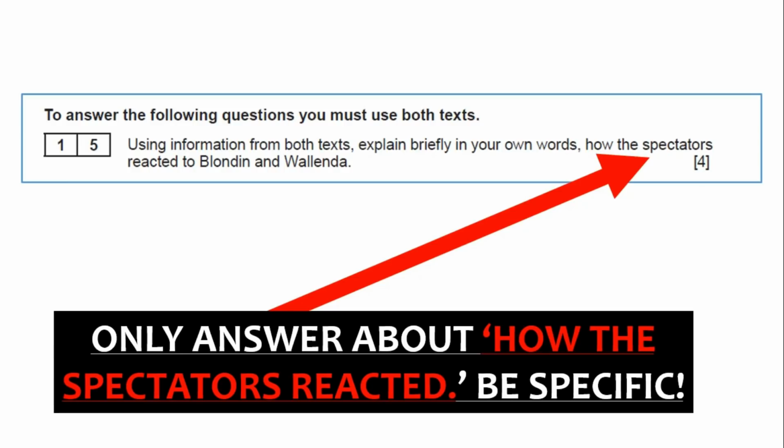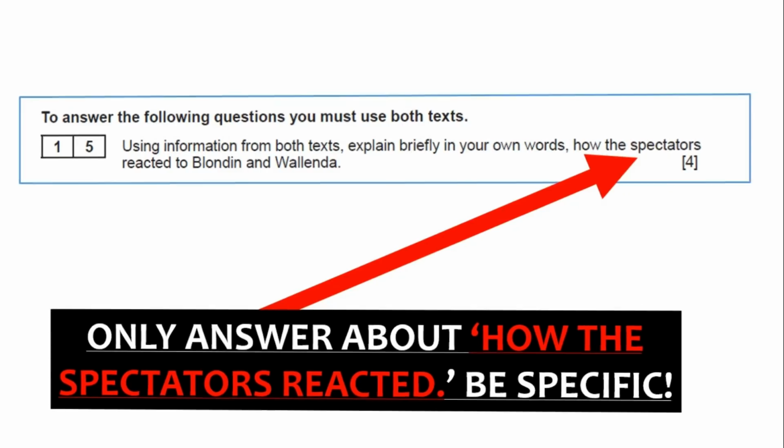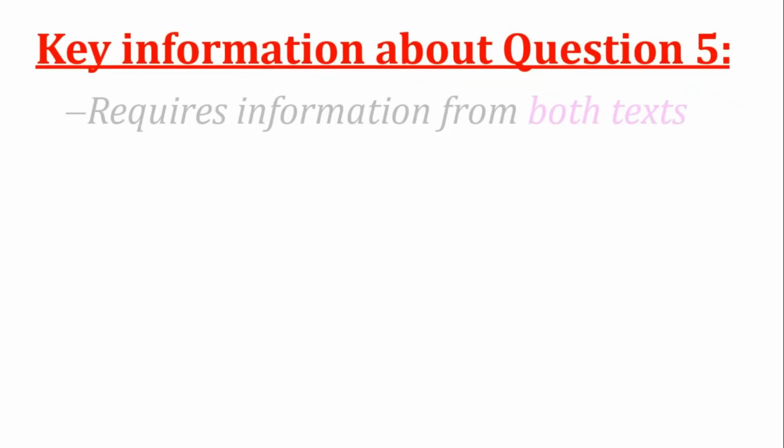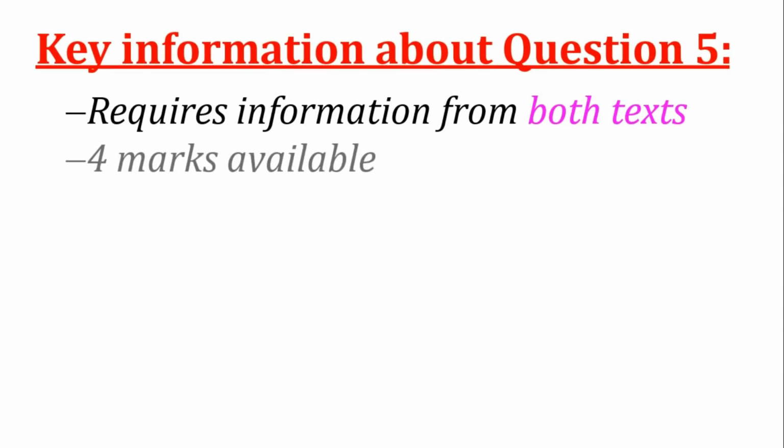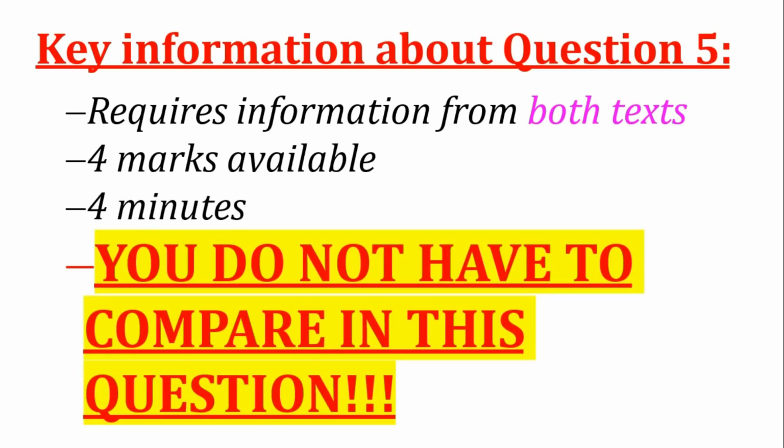So you're not comparing the text, you're not talking about the text in general, you're just doing what the question says. This question says, using information, explain briefly how the spectators reacted to Blondin and Wallander. So all you're being specific on is how the crowd reacted. You're not looking at anything else, and that's going to get you 4 marks. So key info about question 5: you're looking at both texts, 4 marks available, 4 minutes. Key part is you're not comparing in this question. You don't have to compare.